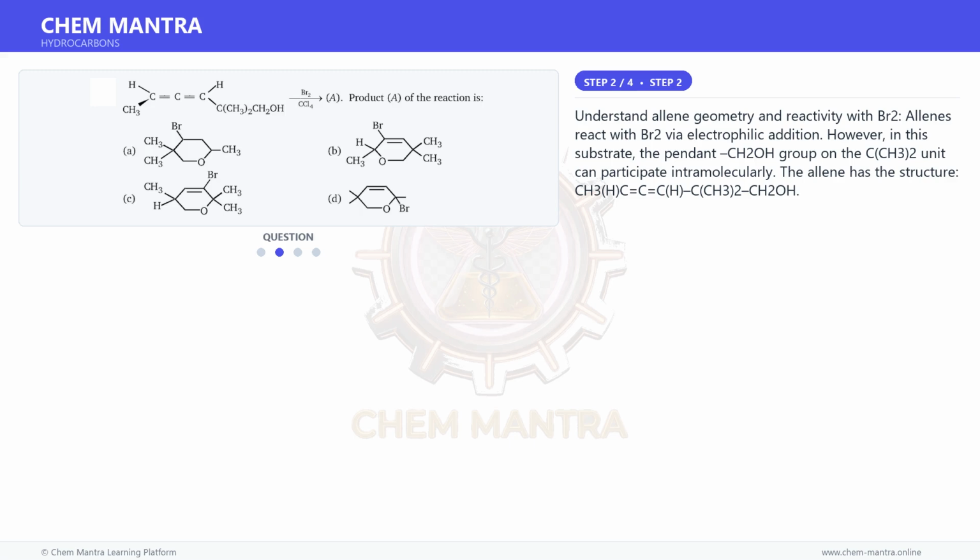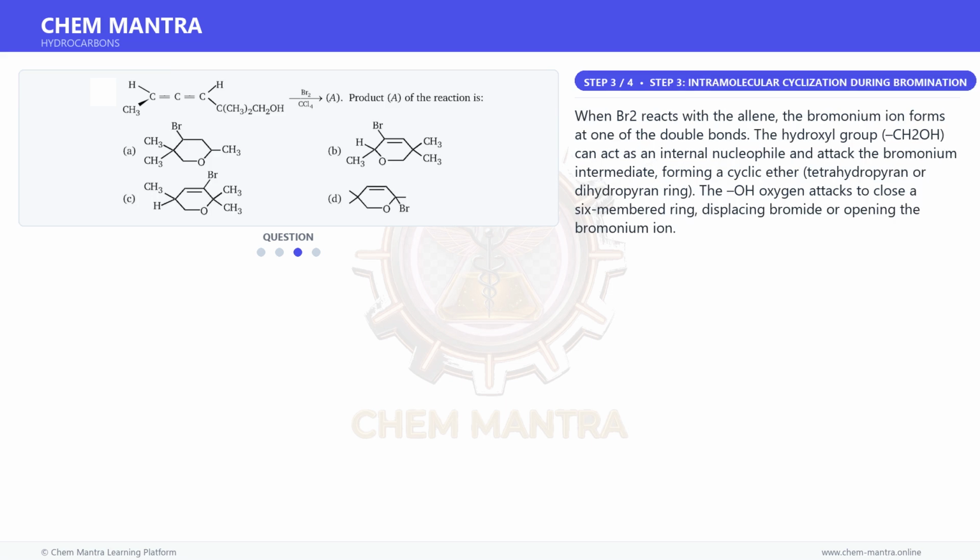Moving on to the next step. Understand allene geometry and reactivity. With Br2, allenes react with Br2 via electrophilic addition. However, in this substrate, the pendant CH2O group on the CH3 unit can participate intramolecularly. The allene has the structure CH3H, C=C=CH, C, CH3 to CH2O. Moving on to the next step.